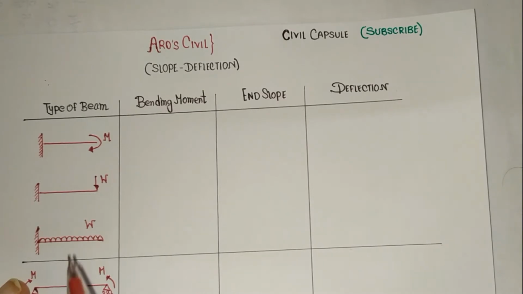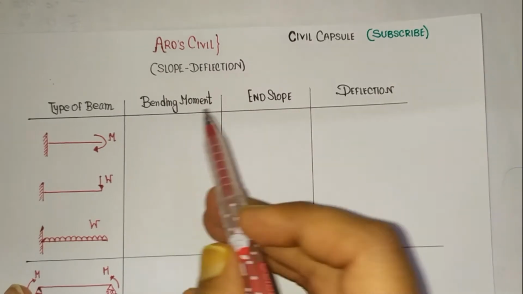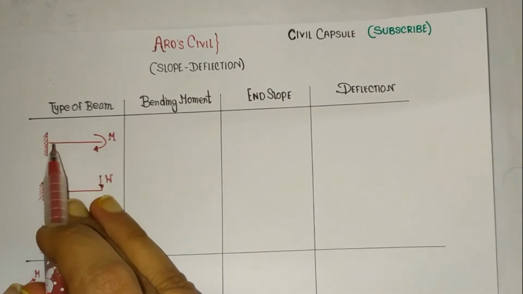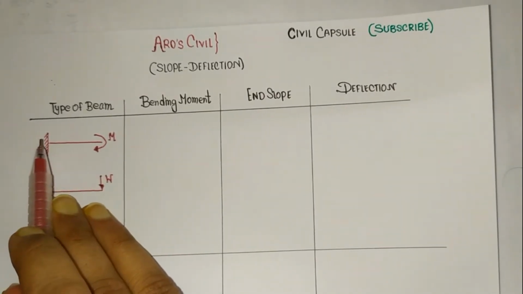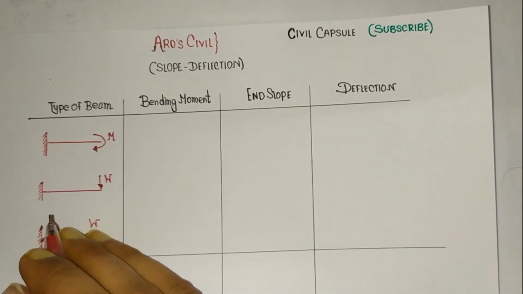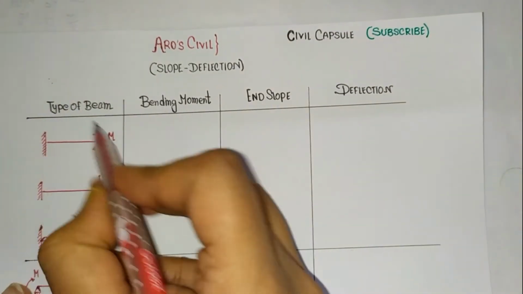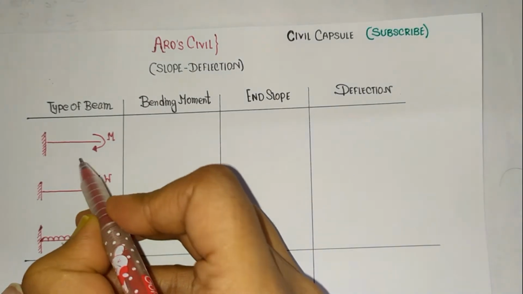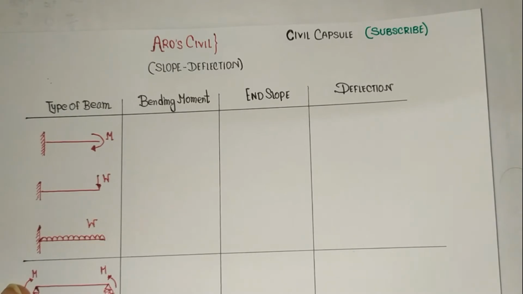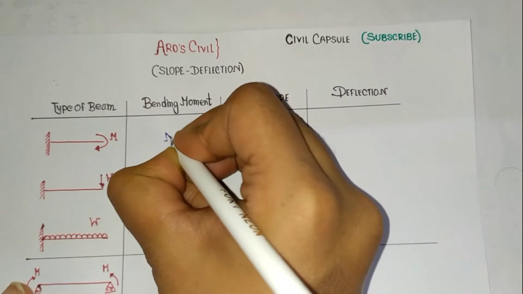As you can see in the chart, the headings are type of beam, bending moment, end slope and deflection. The first type of beam is a cantilever beam, on which a bending moment is acting at the end of the beam. Now we have to write what the bending moment is for this condition. From this we can easily say the bending moment value should be M, because only M moment is acting, so the bending moment value is M.